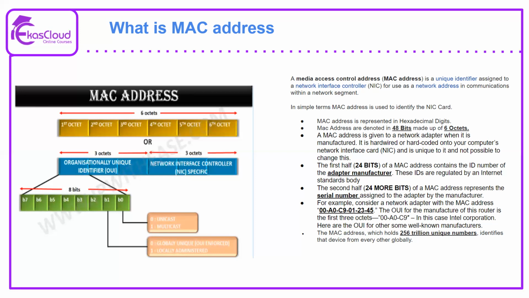So the MAC address, which is denoted by 48 bits, can hold up to 256 trillion unique numbers. So that means before we run out of MAC addresses, we would need to have 256 trillion unique devices across the world or the globe. And each MAC address is unique globally.